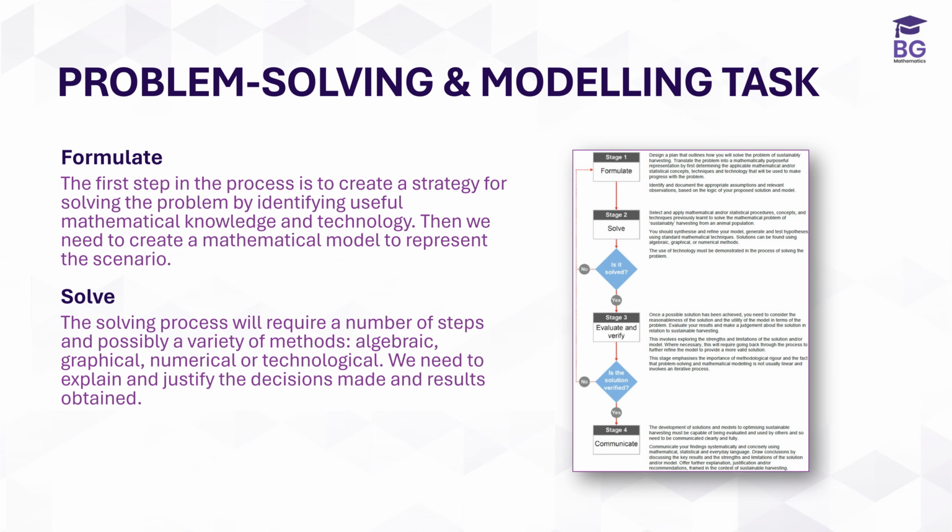Okay, problem solving in our QCAA syllabuses. All 4 syllabuses have this diagram. This is the flowchart or the approach to problem solving. There's 4 steps. The first step is formulate. And this is where we have to work out what to do. We come up with a plan. We create a strategy. What sort of knowledge are we going to need? What sort of concepts will we use from class? What sort of technology might be useful? And then we create our mathematical model. We identify those assumptions and come up with a representation.